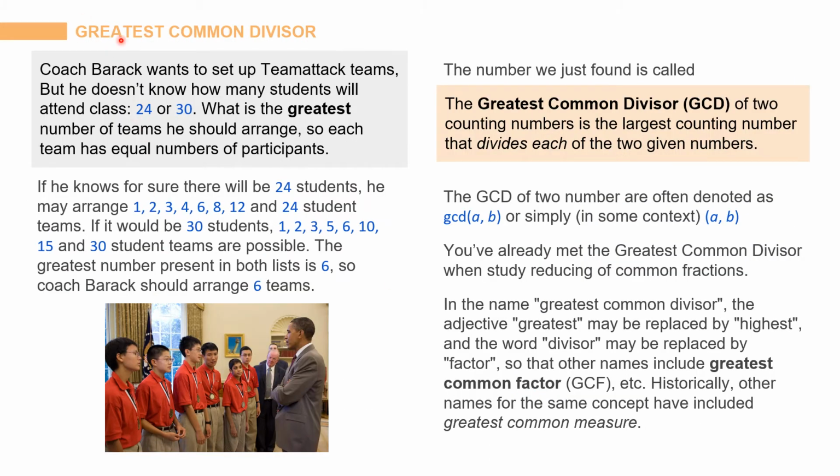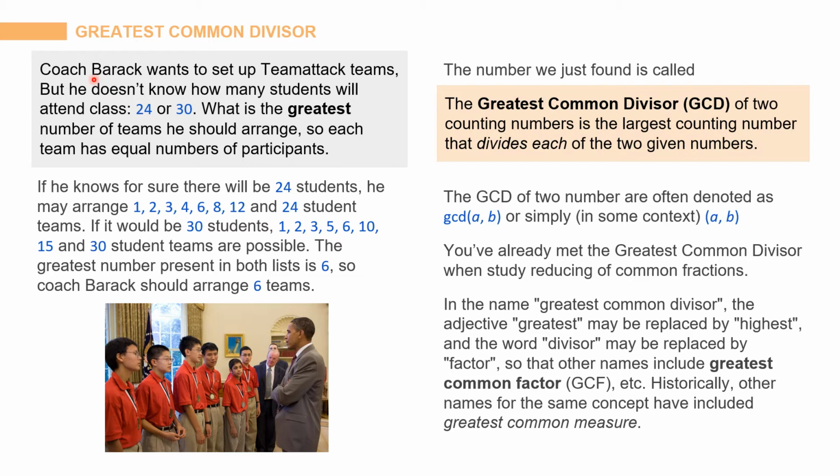Okay, let's talk about the greatest common divisor, sometimes referred to as the greatest common factor. So we have a photo here of a math Olympiad coach, and his math team. Now, Coach Barak wants to set up a team attack at practice, but he doesn't know how many students are going to attend. It might be 24, it might be 30.